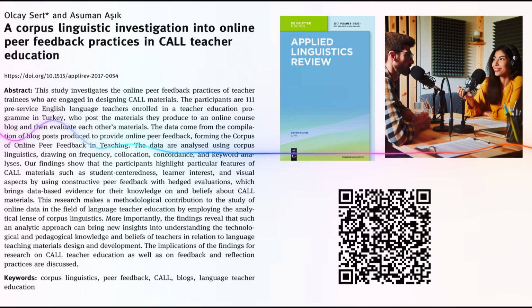And it leaves you with a thought, doesn't it? How do these findings about peer feedback, about focusing on visuals and student needs, how might that apply elsewhere, in other collaborative learning situations, or even just how you evaluate information you come across? What features do you notice first?